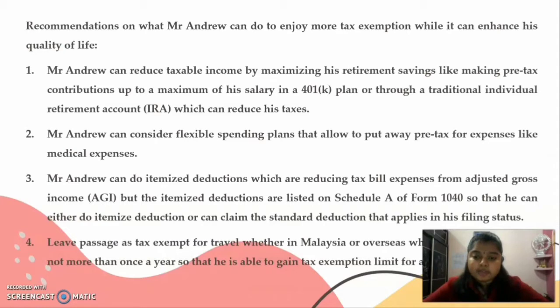Second, he can consider flexible spending plans that allow him to put away pre-tax expenses like medical expenses. Third, he can do itemized deduction, which is reducing taxable expenses from adjusted gross income, but the itemized deduction should be listed on the Schedule A of Form 1040, so that he can either do itemized deduction or can claim a standard deduction that applies in his filing status.